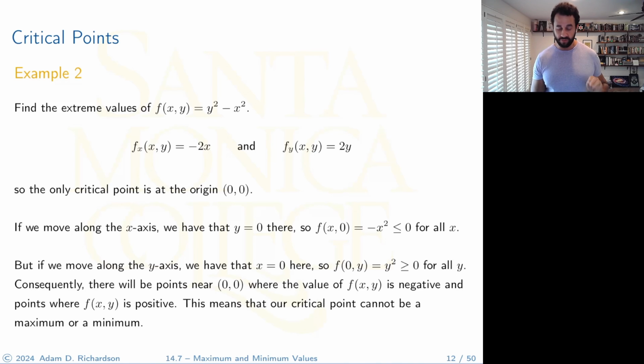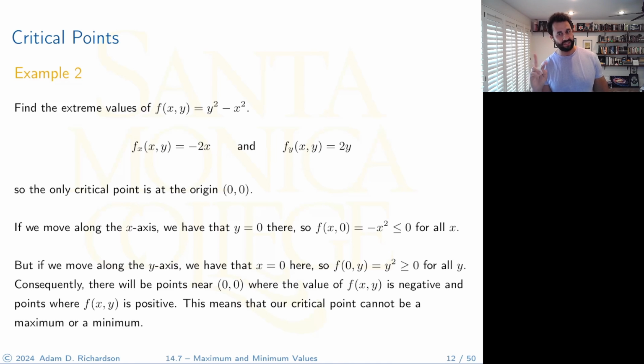If you move along the x-axis, then y has to be 0 there. So essentially look along the x-axis of our function and see what we get. So we're going to plug in 0 for y, right? And when you do that, you get negative x squared, which is always negative or 0, right? So if you're looking at the x-axis, you've got something that's always less than or equal to 0.